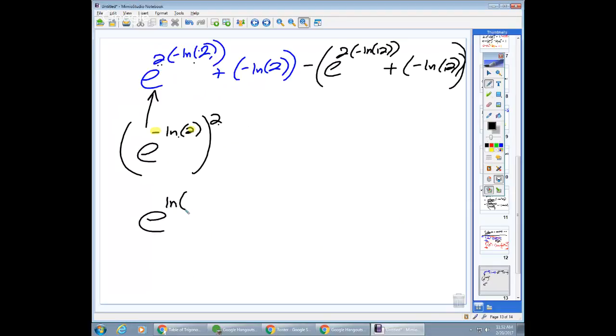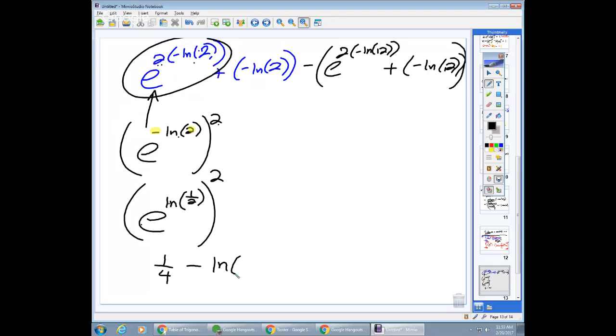to the negative 1. What's 2 to the negative 1? 1/2 squared. So that cleans up rather nicely. What happens to e to the natural log? They're inverses, they cancel each other. So this whole crazy thing right there happens to be 1/2 squared, or 1/4. Okay, so I'm going to have a 1/4 minus the natural log of 2.